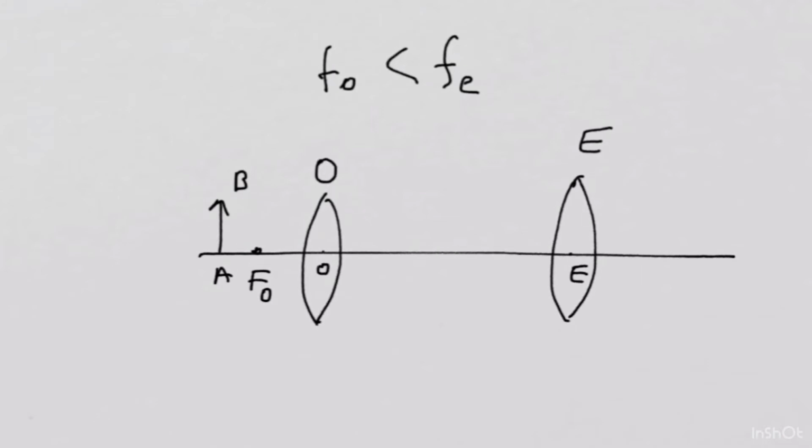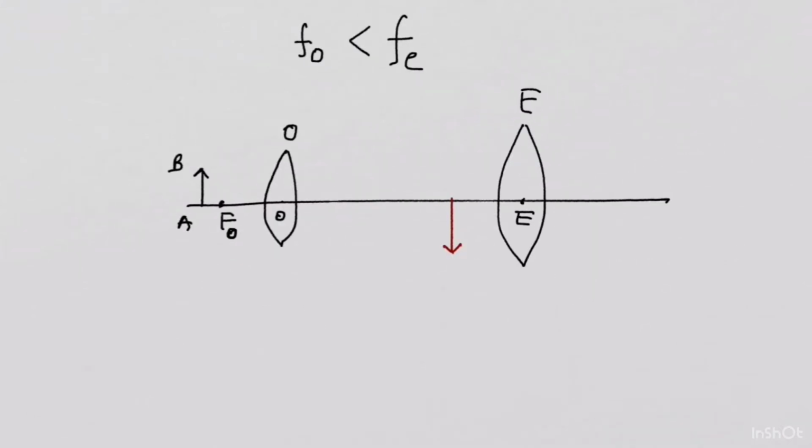So, a compound microscope consists of two lenses, one objective, the other eyepiece. Now, the object AB is in front of the objective lens, beyond the focus. So, see, I am taking only two rays: the ray which is parallel to the principal axis and another ray which is passing through the focus.